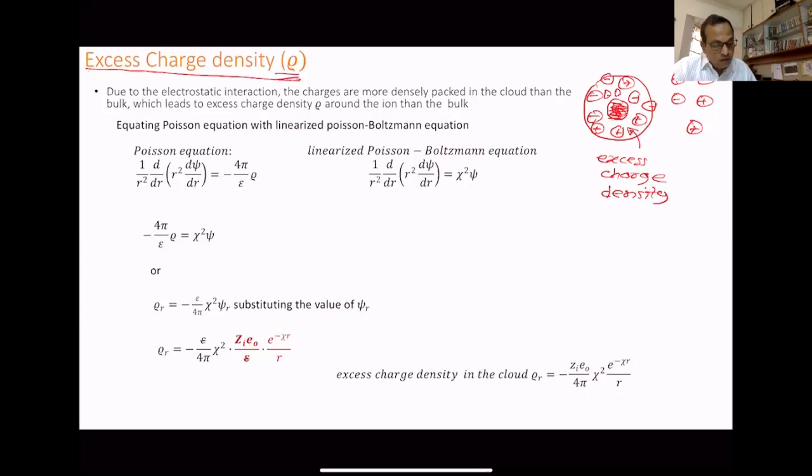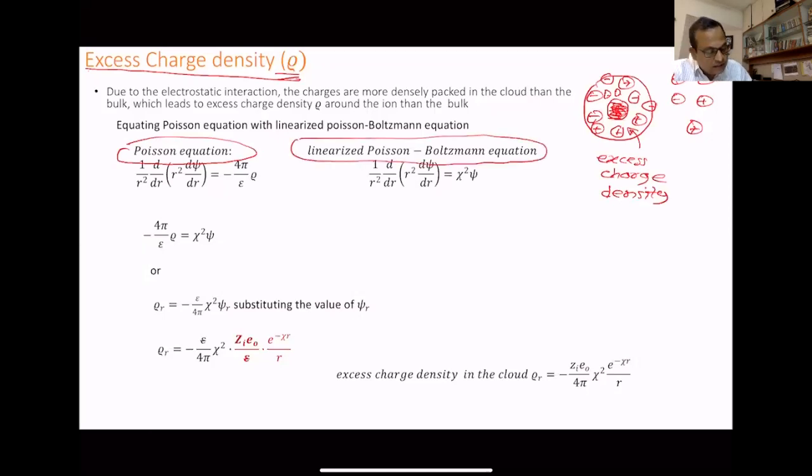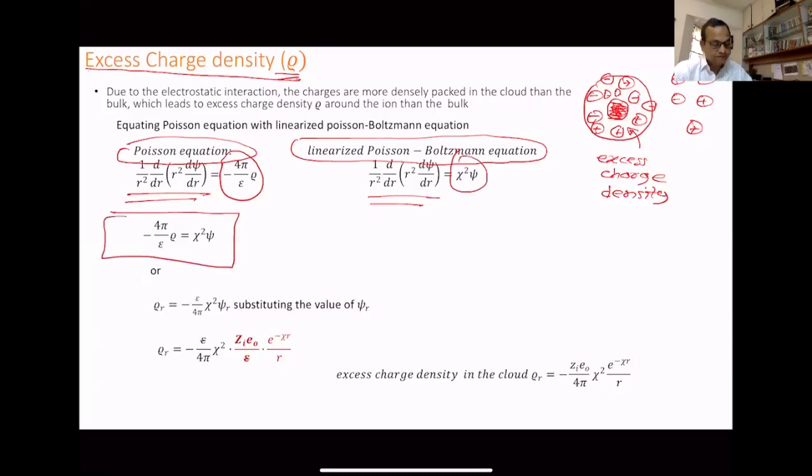Now, for getting the excess charge density, what we have done is we have equated the Poisson equation with the linearized Poisson-Boltzmann equation. So this side is equal, right? So I can equate this with this. If I do that, what I get is this kind of equation. If you rearrange this, we get rho r is equal to minus epsilon chi square upon 4 pi times psi r. Already we have calculated psi r, right? So just substitute the value of psi r from last time.